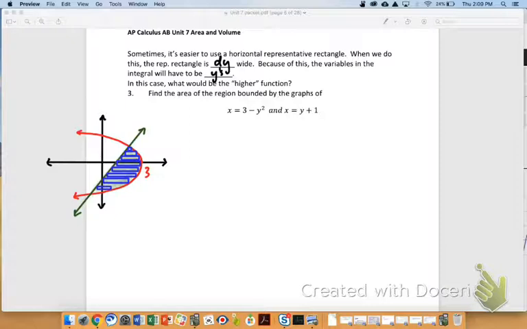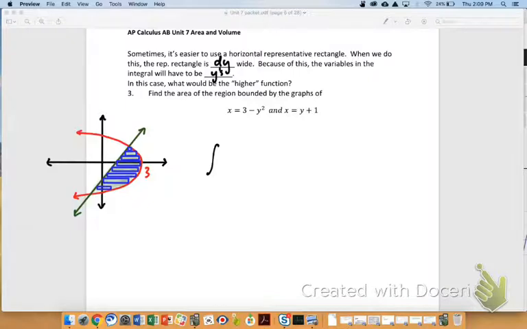So let's set this up. It'd be the integral from somewhere to somewhere. Let's not worry about the somewhere to somewhere yet. Let's just worry about the integrand. What do you guys think, it's going to be high minus low? But this is weird because the high and the low are like, now it's like right and left kind of. What do you think would be the higher function?